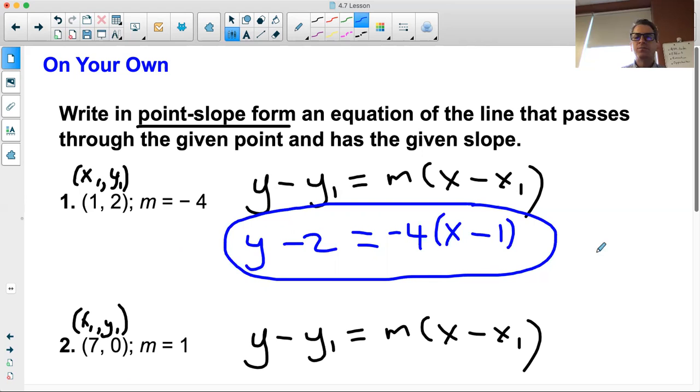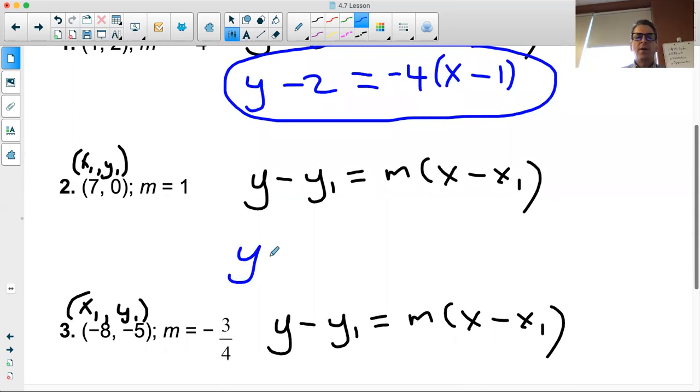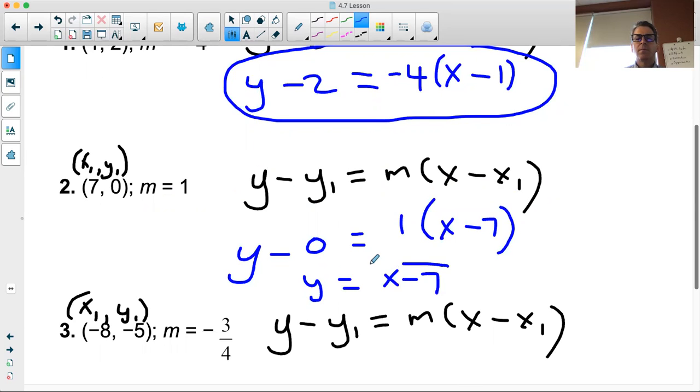On your own, number 2. Y minus the y1, which is 0, is equal to the slope 1 times x minus the x1, which is 7. So in this case, we can simplify. That will equal y is equal to x minus 7. Y minus 0 is y, and 1 times x minus 7 is x minus 7.